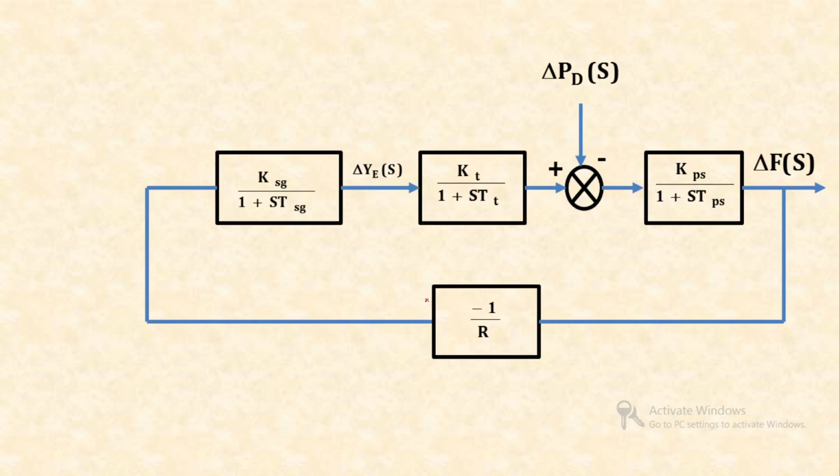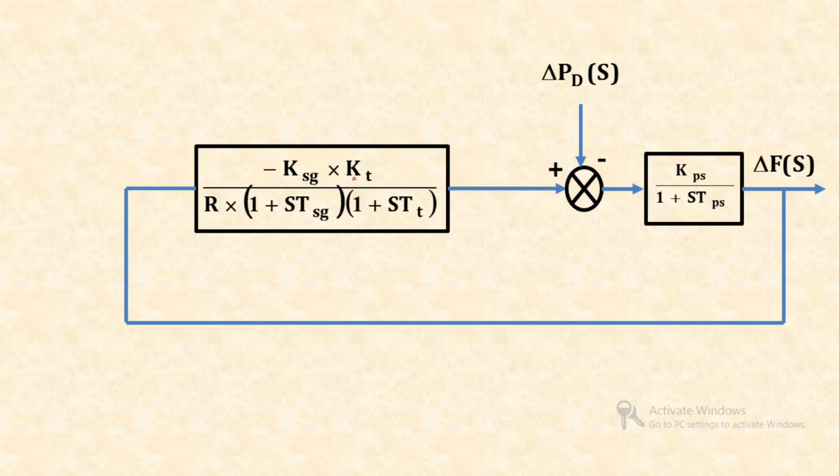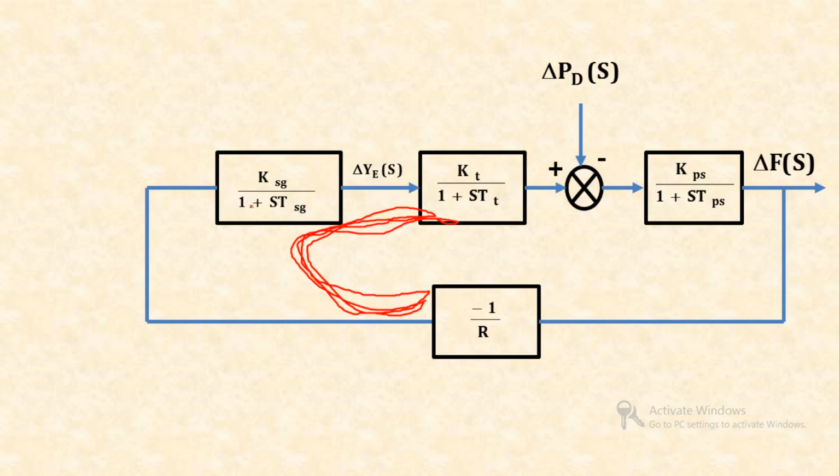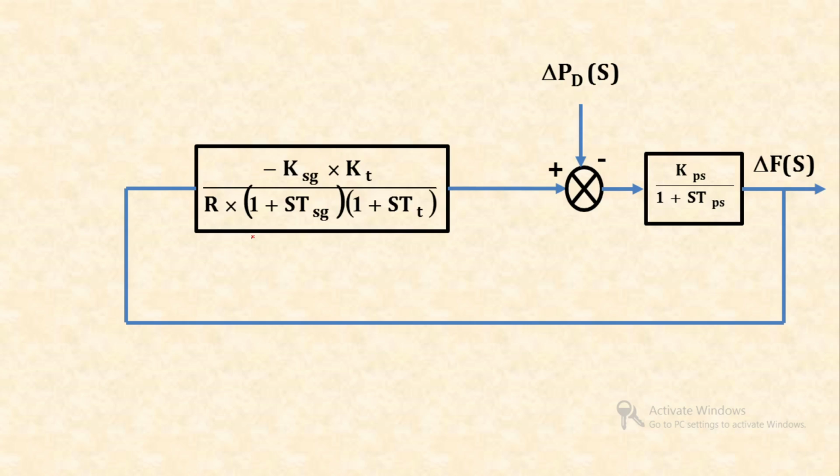Now you can note that all three blocks are in series. So we can replace these 3 blocks with a single block. In that single block, the numerator will be the multiplication of the numerators of these 3 blocks, that means minus 1 into KSG and KT. So the numerator is minus KSG KT, and in the denominator we multiply 1 plus STG with 1 plus STT and R. So the denominator will be R into 1 plus STG and 1 plus STT. So this is the simplified block diagram.